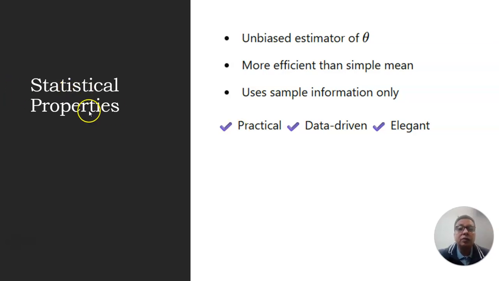Some statistical properties of the Graybill-Deal estimator: it is an unbiased estimator of theta. The Graybill-Deal estimate is unbiased. That can be mathematically proved. It is more efficient than the grand mean. That can be mathematically proved. It uses sample information only. All the weights and the estimations are based on the data provided by the sample. No personal feelings are used, no personal belief is used. So the idea is practical, data driven, and elegant.